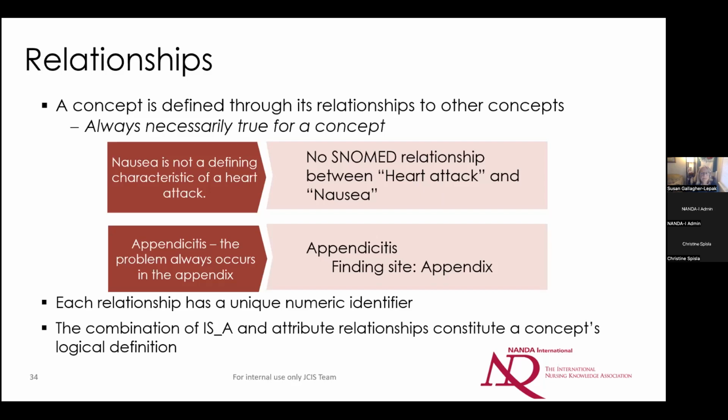And that's why you're not going to find any relationships between the symptoms of a disorder and the disorder themselves. Because, with a heart attack, you may or may not have nausea, but again, nausea is not a type of a heart attack. Whereas in our appendicitis example here, appendicitis always occurs in the appendix. It doesn't occur anywhere else on the body. And each of these relationships, like I showed you in our example earlier, has a unique identifier. And again, it's the combination of these ISA and defining attributes that define a concept's logical definition.